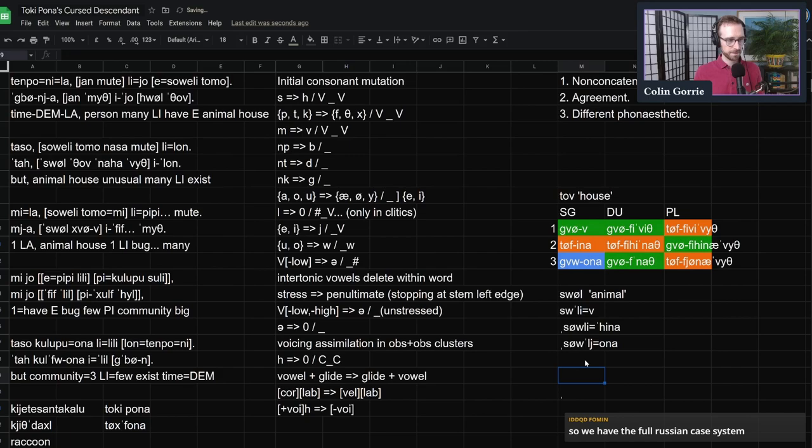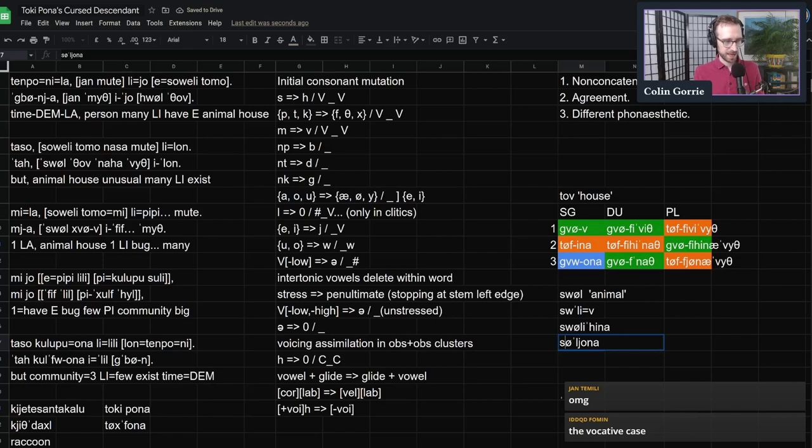Sleeve. So then we're left with this. Solihina. Soliona. Oops, there's one more thing I have to do. Swirlihina, swirliona. Because we have this glide flipping rule, this metathesis rule here. So then, yeah, then we're left with swirliona.